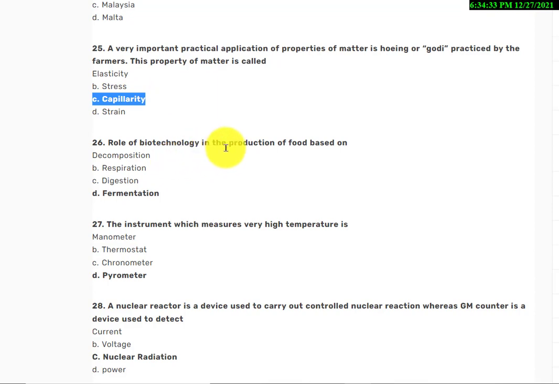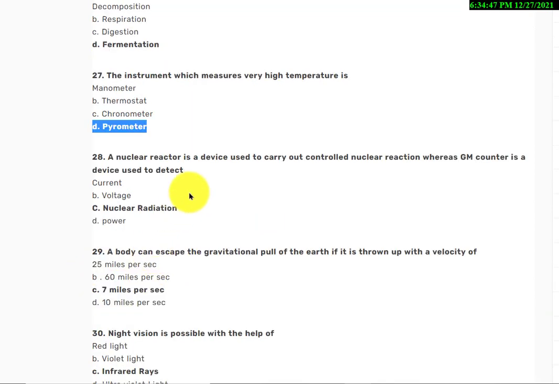Role of biotechnology is the production of food based on fermentation. The instrument which measures very high temperature is pyrometer. A nuclear reactor is a device used to carry out controlled nuclear reaction, whereas GM counter is a device used to detect nuclear radiation. A body can escape the gravitational pull of the earth if it is thrown up with a velocity of 7 miles per second.